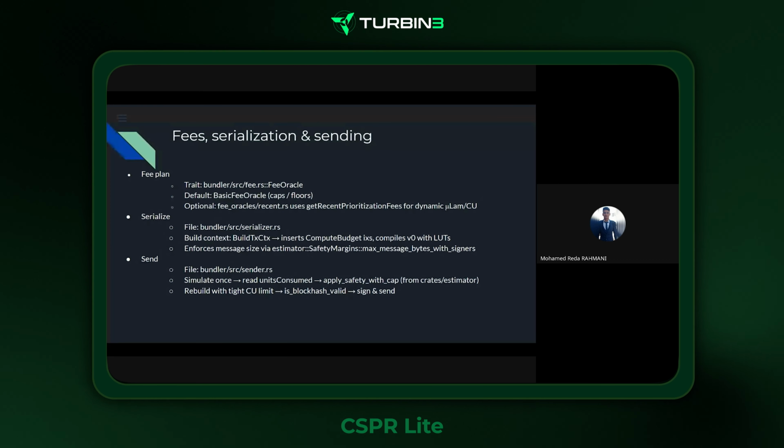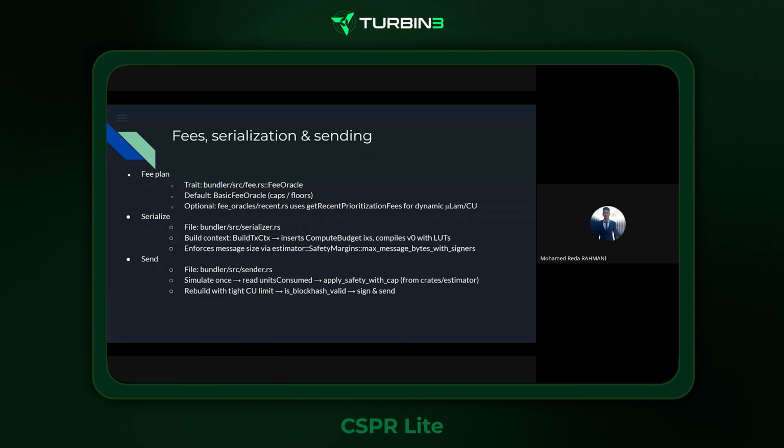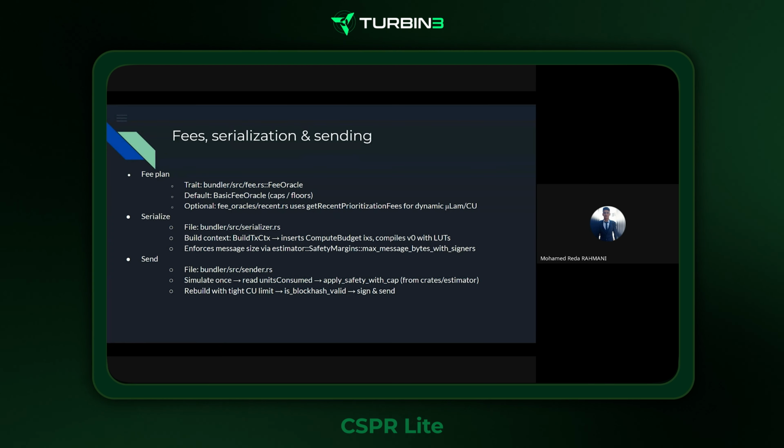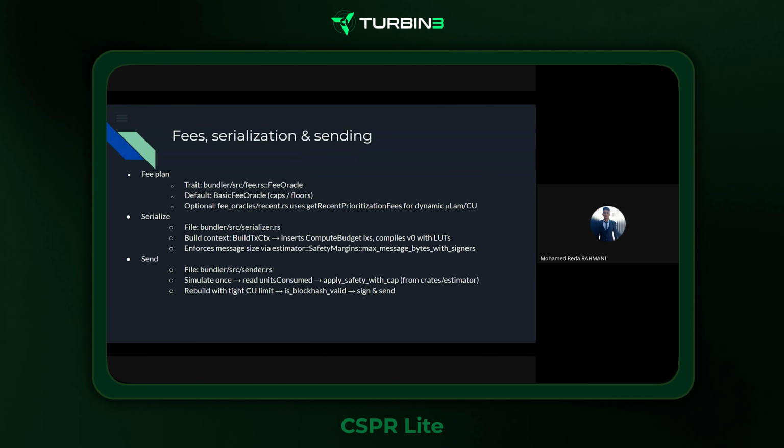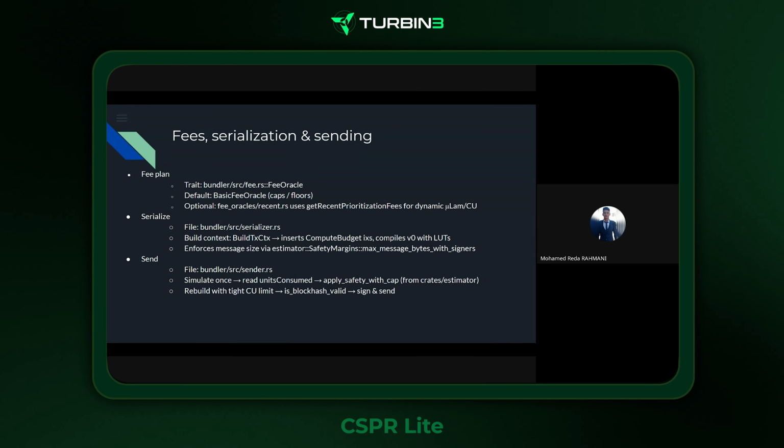We simulate once, read the actual compute units, then apply a safety buffer, and rebuild with the final CU limits and verified block hash in send. Why does it work? We don't guess compute. We measure it. We size the packet correctly before sending. We avoid overpaying for priority fees.